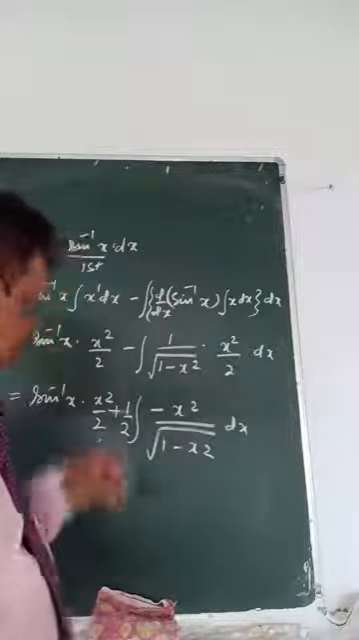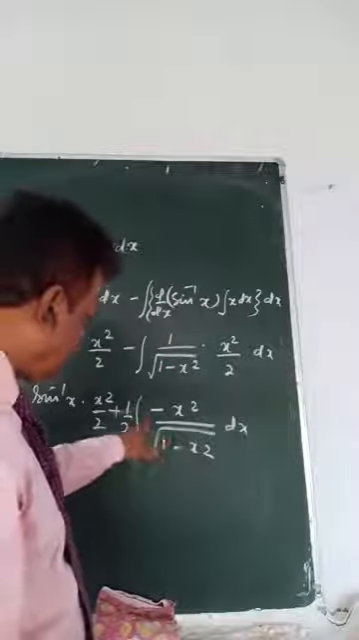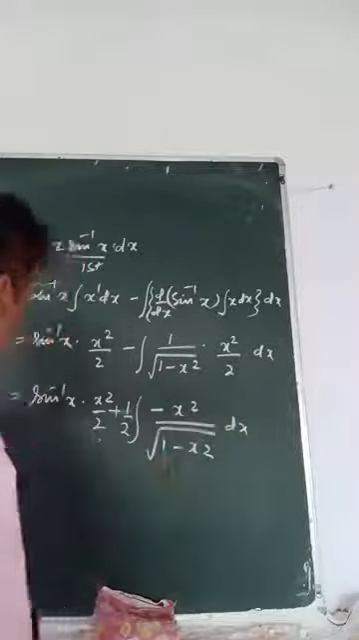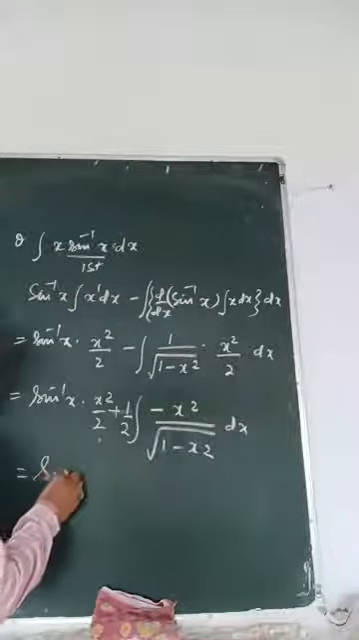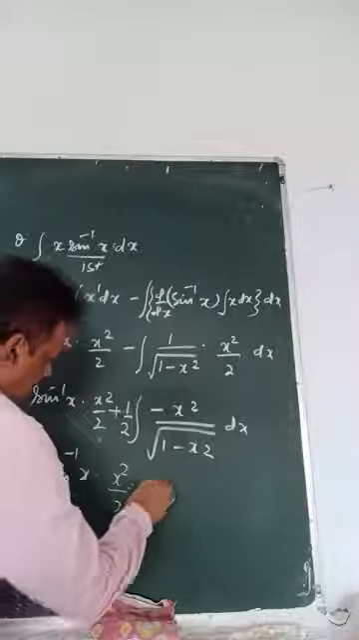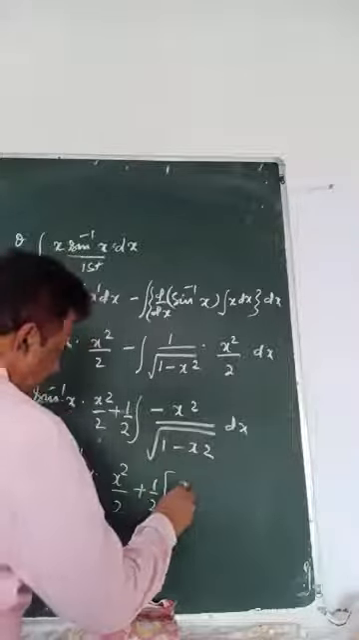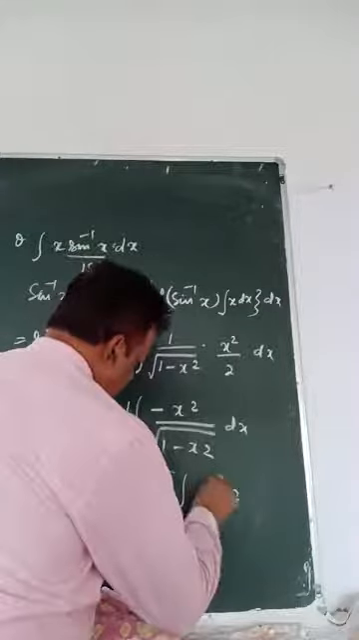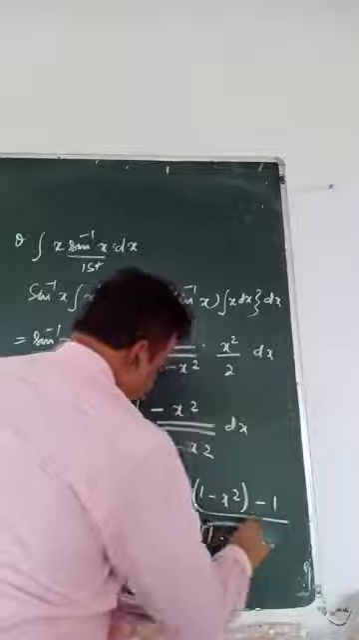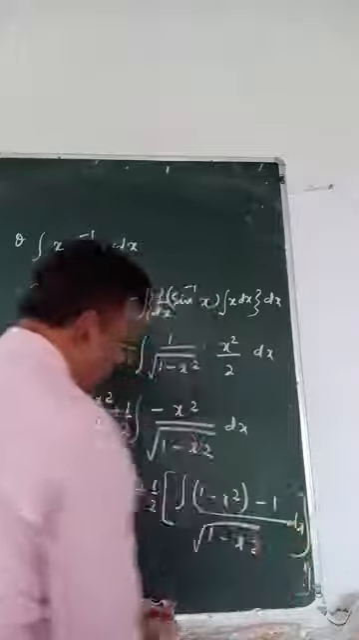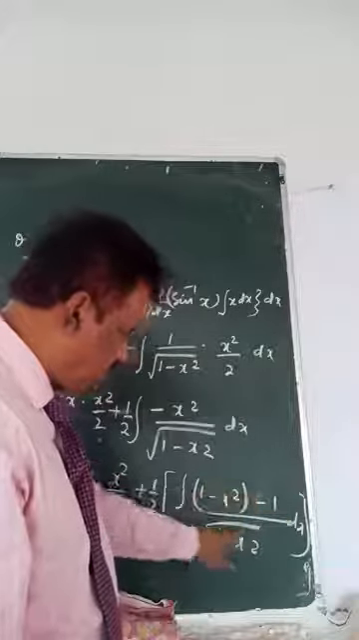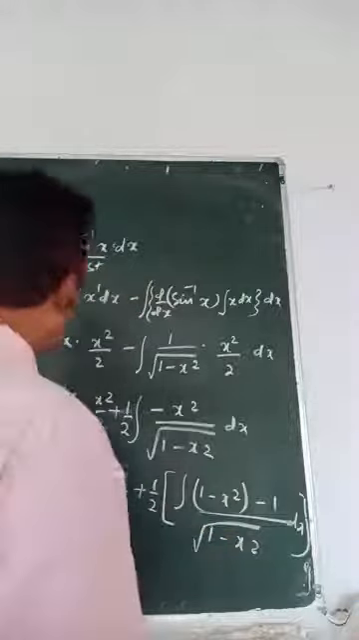Okay. Now to create 1 minus x square, what you have to do? I have to make it plus 1 minus 1. So it is sine inverse x square by 2 plus a half integration of 1 minus x square, 1 part, minus 1, divided by root over 1 minus x square. Okay, I made it plus 1 and minus 1. Now this by this, then this by this. Separation.